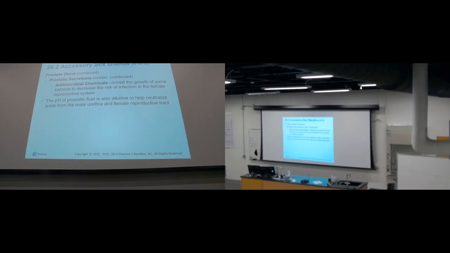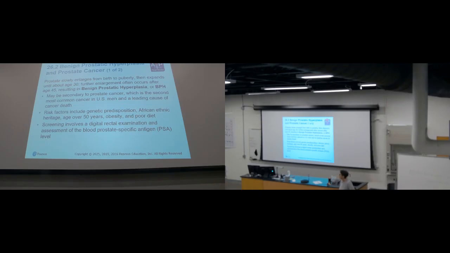Now, other components will be antimicrobial chemicals that help to decrease the risk of infection from the female reproductive system, because there are some bacteria there that help to acidify the pH. And then the prostate gland also secretes an alkaline fluid that helps to neutralize the acidity of the female reproductive system.